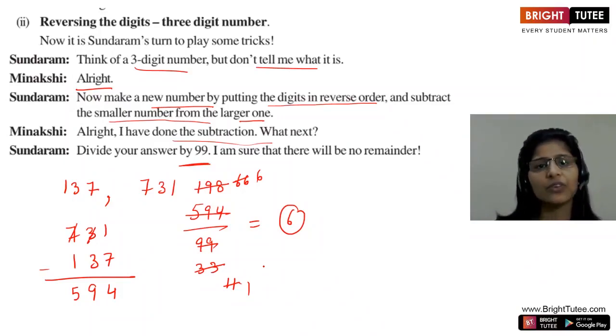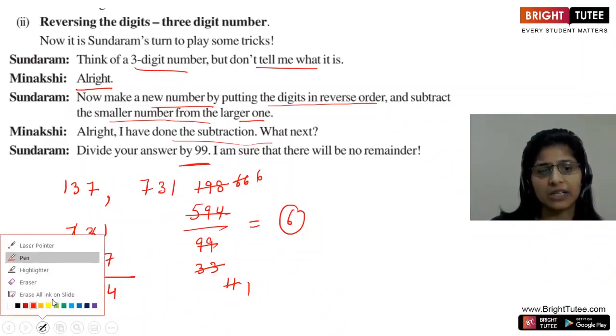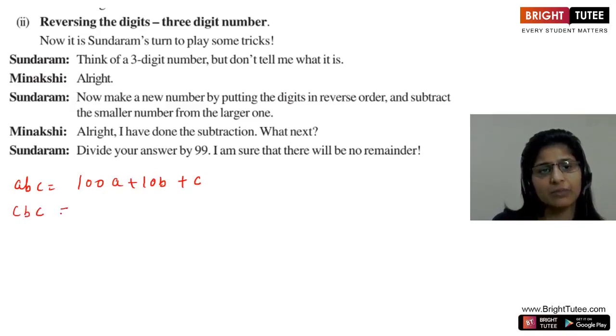But how is he saying it for all the numbers? Let's try with a 3-digit number. So we'll write the number in the generalized form. So I'm writing a number ABC, 100A plus 10B plus C. By reversing the digits, the number will become CBA. So it will be 100C plus 10B plus A.